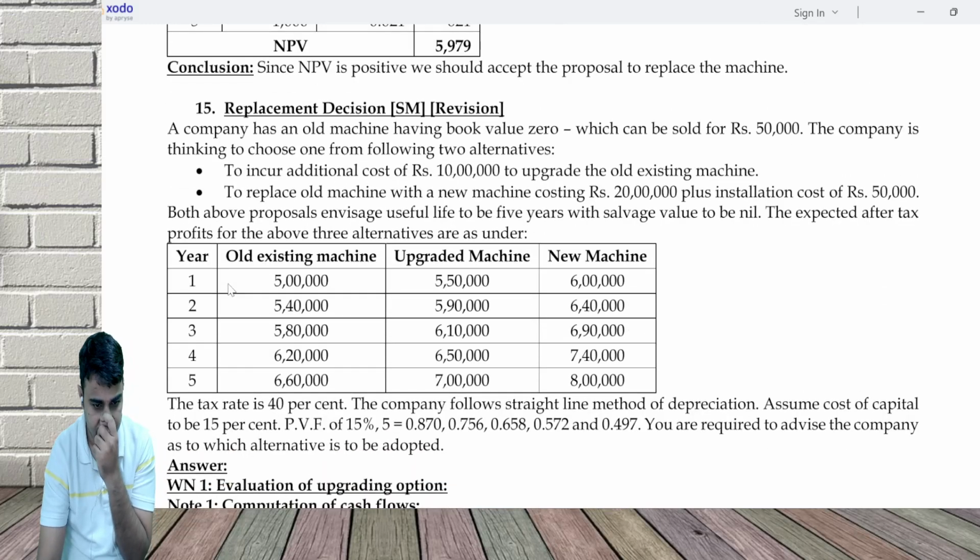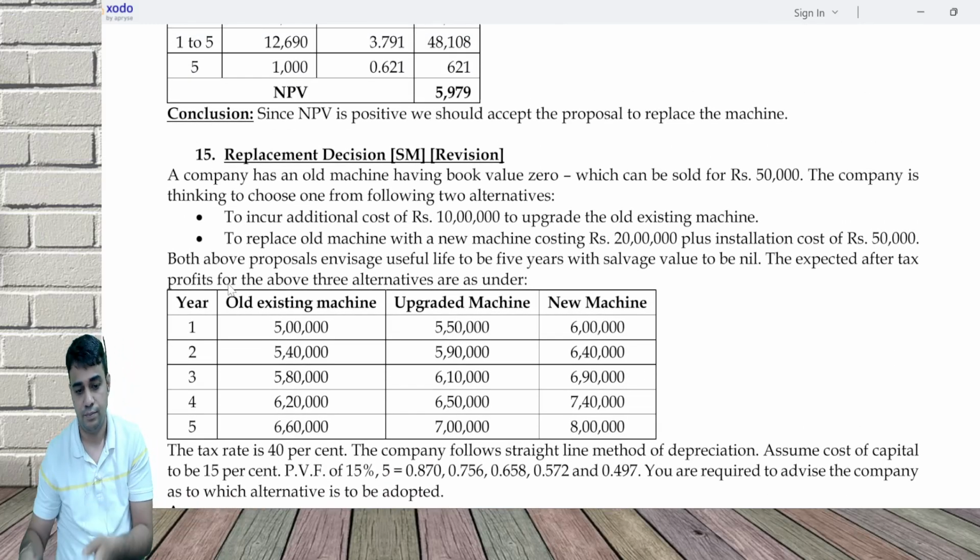Go through question 15. Go through the question first. Let's decide which category the question is and then we start doing it. Most of the numbers are readily available. You may not find it very difficult now.